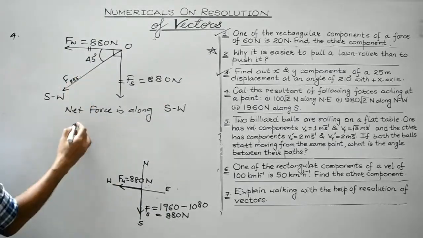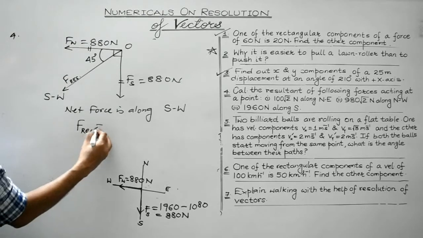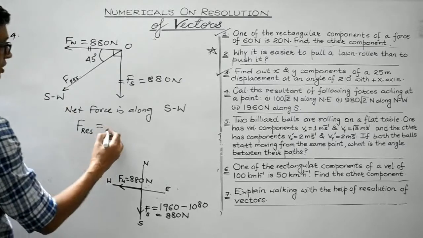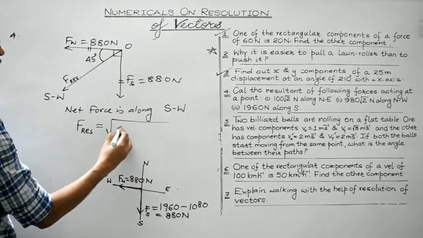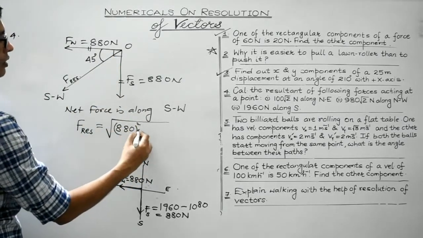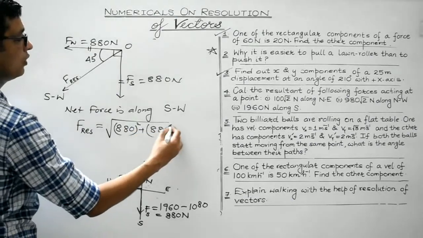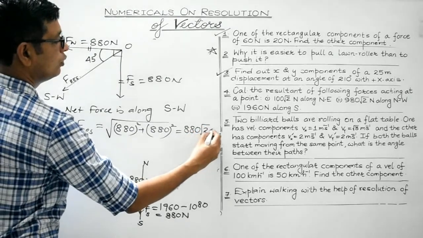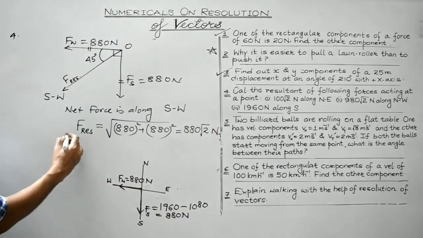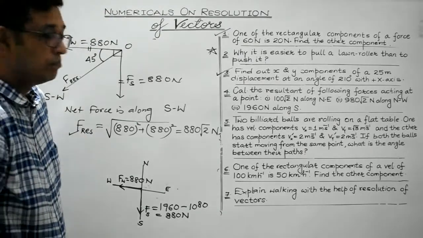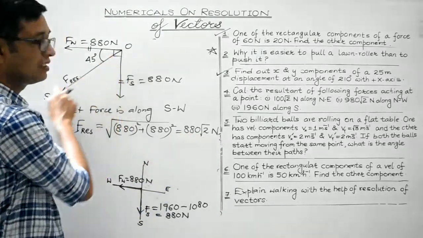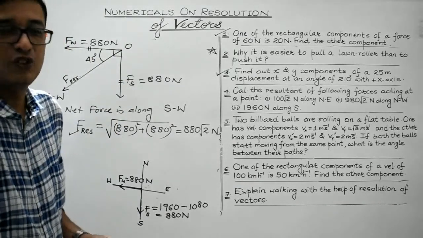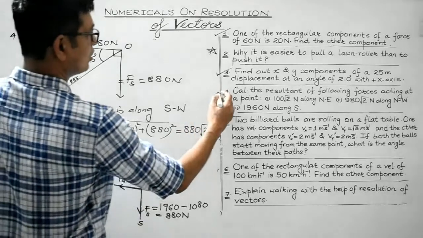Now what about its magnitude? Whenever the two vectors are perpendicular to each other, the magnitude is given as square root of a square plus b square. So it will be equal to 880 square plus 880 square, which is 880 root 2 Newton. So students, this is the magnitude of the resultant and this is the direction. So that's the complete solution. Clear, students? So question 4, this was a pretty important one.